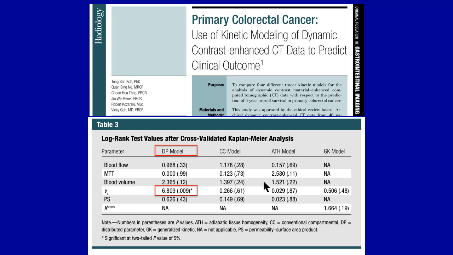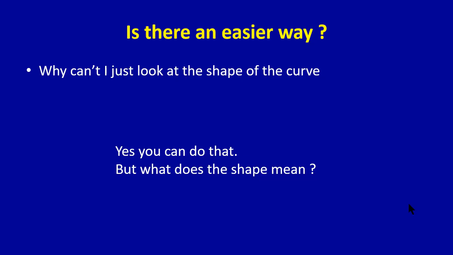So we performed a study in patients with colorectal cancer, and we found that the parameter that correlated with clinical outcome is the interstitial space calculated by the detailed distributed parameter model, and not the one calculated by the conventional compartment model, nor by Ktrans, nor a commercial model.